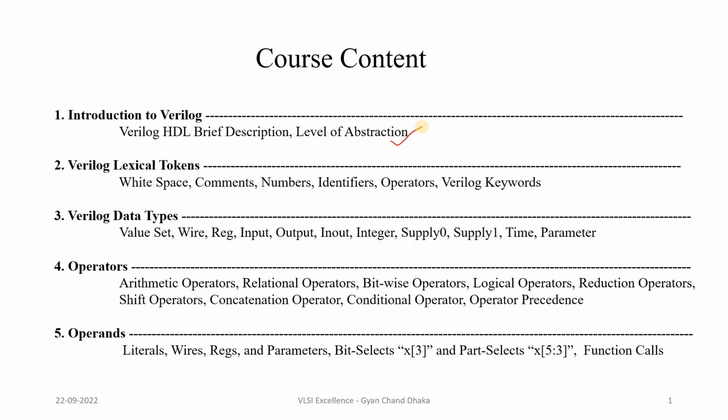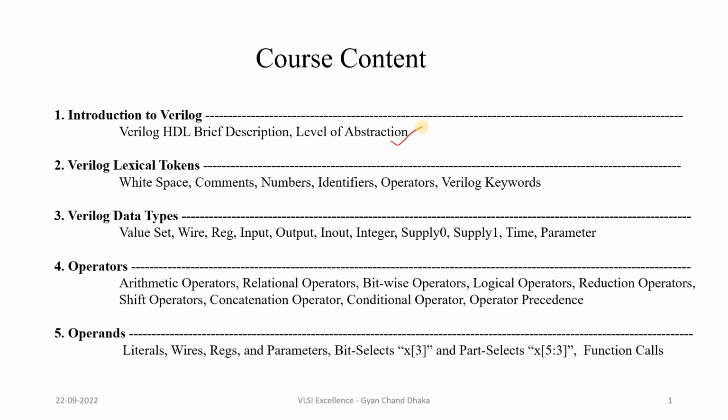Our next module in this course will be on lexical tokens, where we will be covering white space, comments, numbers, identifiers, operators, and Verilog keywords. So basically in this module, we will be seeing what all tokens there are which constitute a Verilog HDL code, like white space, comments, identifiers, and Verilog keywords.